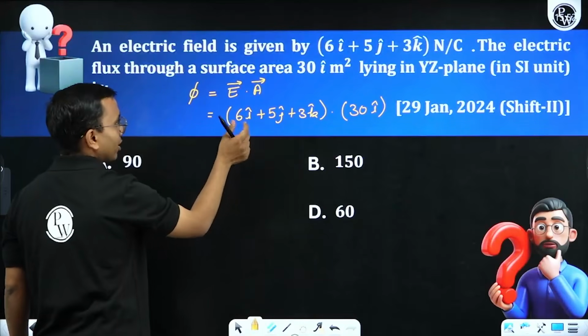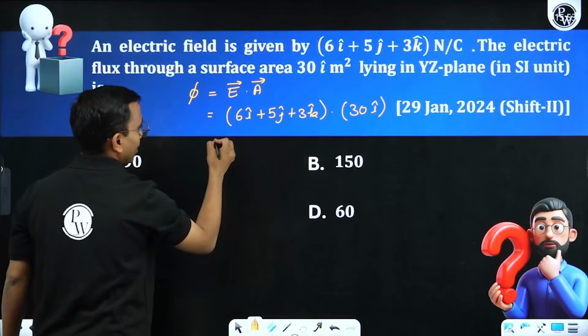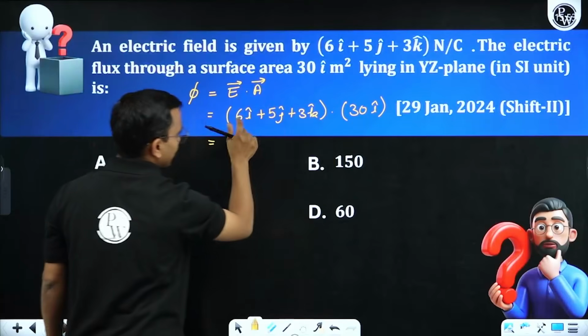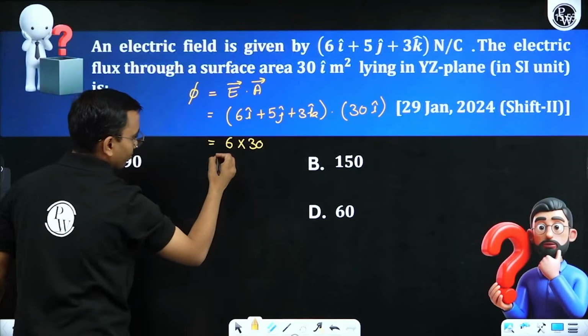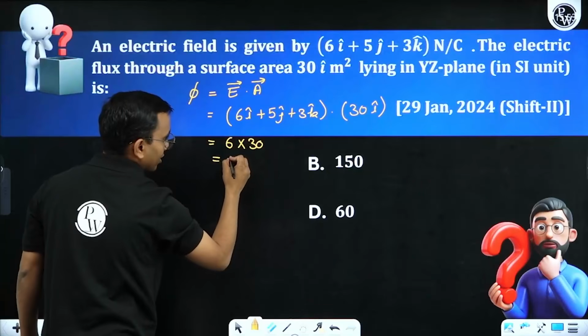Now when we take the dot product, we will multiply this with this. 6 into 30, JK is 0, so need not consider that. So what is this? This is 180.